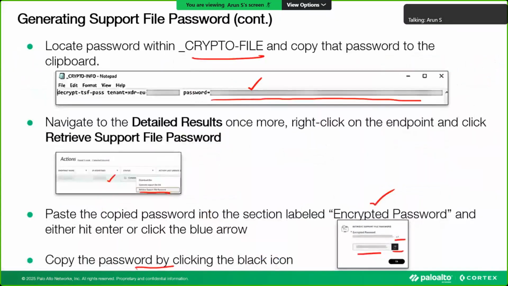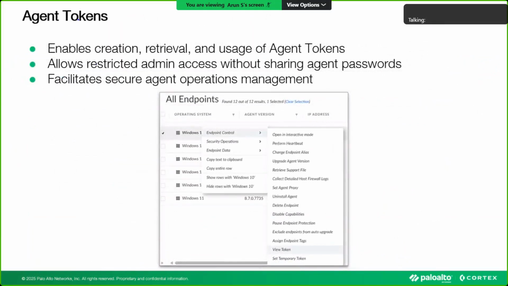Next is the agent tokens. Agent tokens we already discussed. For example, let's say I have an administrator who should work on an endpoint, let's say check the databases, check the persistent databases, or any issues on the endpoints. This administrator should be able to work.